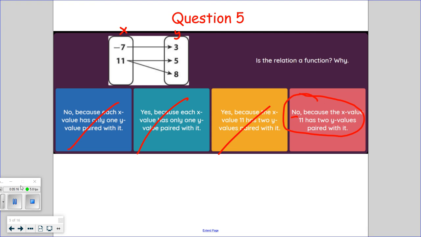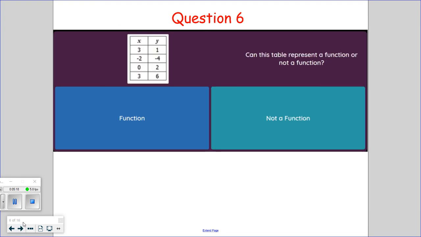Moving onward. Next question. Can the table represent a function or is it not a function? All right, so we have 3 and 1, -2 and -4, 0 and 2, and 3 and 6. Well, if you see, 3 repeats and has 2 values that go with it, 3 and 1 and 3 and 6. So because the x value repeats with 2 different y's, it is not a function. Moving onward.